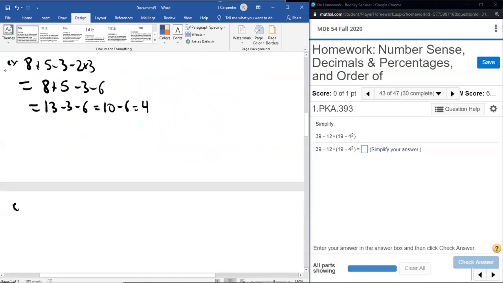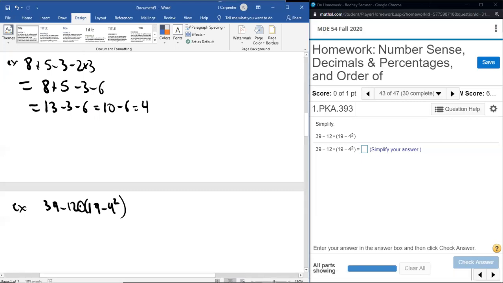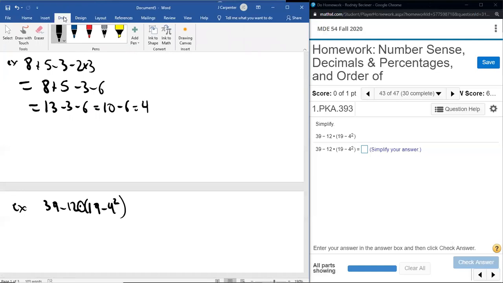Let's scroll to here. So we got 39 minus 12 times parentheses 19 minus 4 squared. Now this little times right here is completely unnecessary to write by hand. Some calculators you have to do that. If you've got a graphing calculator, you usually don't have to. If you've got a scientific calculator, you usually have to type that times before you do a parentheses. So this is another case of you have to learn your technology.